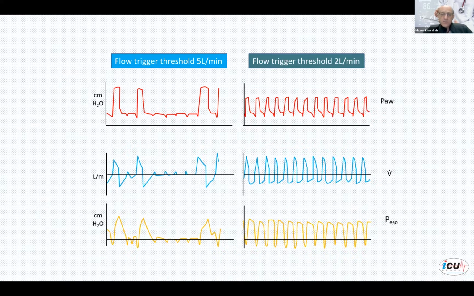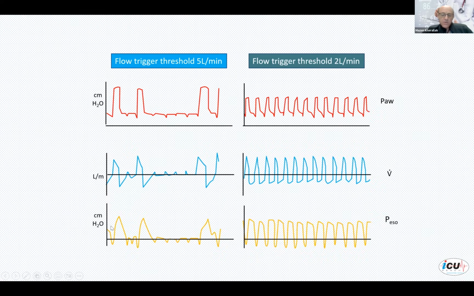So let's take a look on this. What you see on the left side is you can see negative deflections on the pressure over time curve. You can see the first one is triggering the ventilator, second one is not triggering the ventilator. You can see coincided with the inspiratory flow. The third one triggered the ventilator. Then the fourth one, 1, 2, 3, 4 other breaths, all negative pressures, but positive flow without triggering the ventilator.